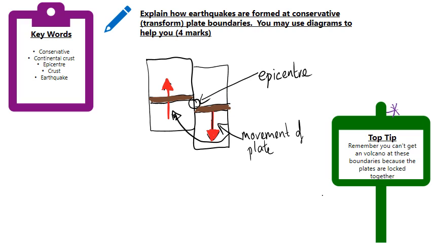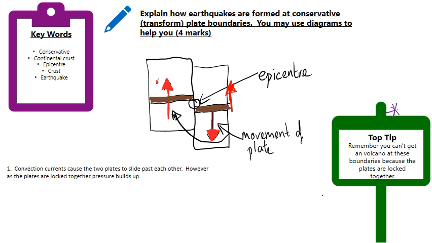Now, in this diagram, I've shown that the plates are moving in different directions. In fact, you could, in theory, have, let's say, the plate on the right here moving in this direction as well. But if it's moving at a different speed to this one over here, which I've just starred, then that pressure can still build up. So the plates can either be sliding in opposite directions or actually in the same direction but at different speeds. So let's have a look what we might write.